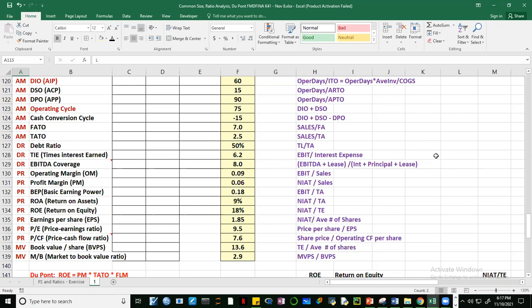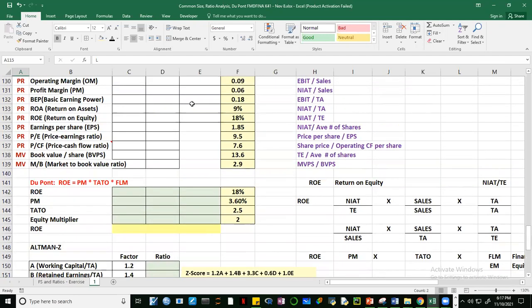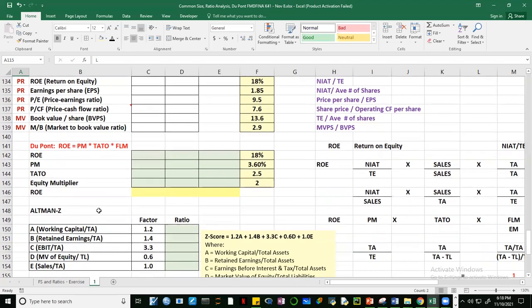Then PR, guys, profitability ratio. This measures the profitability of the firm. So you have here operating margin, profit margin, etc. We're going to look at this later on. And then market value ratios. It compares the market capitalization of the company to the book value. Importante din tong MV ratios na to. And then we will go to the DuPont ratio.